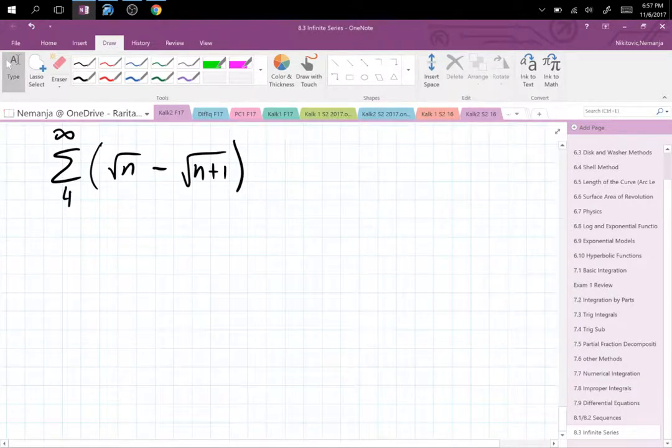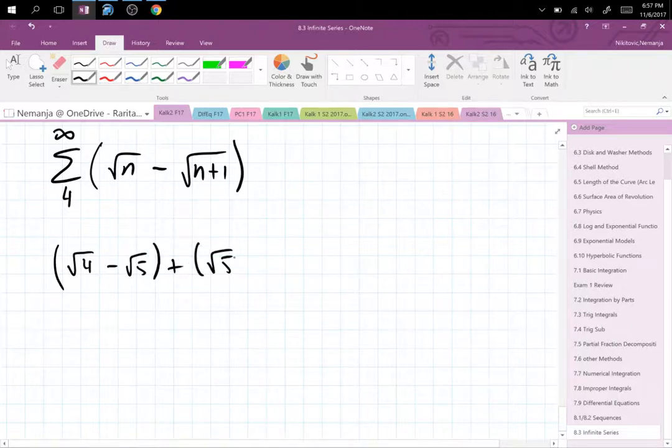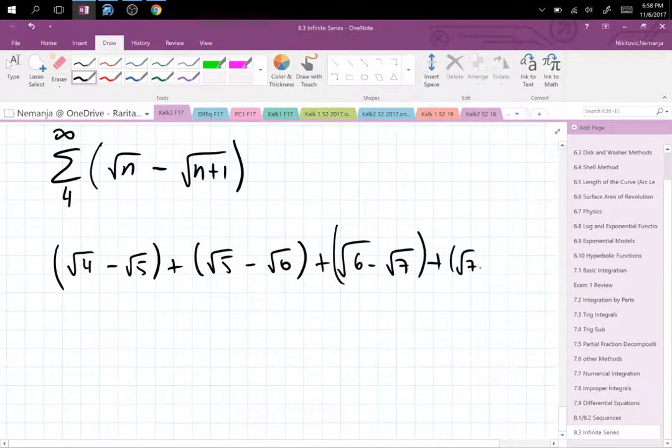So this is what I'm going to do. I'm going to write square root of 4 minus square root of 5, plus square root of 5, which is the next number, minus square root of 6, plus square root of 6 minus square root of 7, plus square root of 7 minus square root of 8, plus dot dot dot. I can stop because I already see that these cancel, these cancel, this one will cancel both of them, and everything after that cancels. I don't need 5,000 terms.